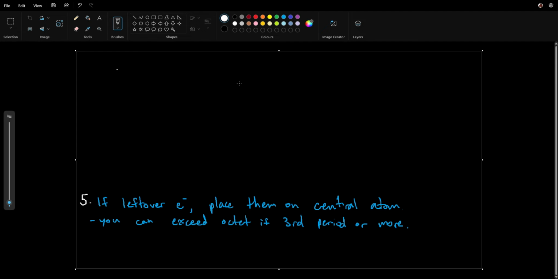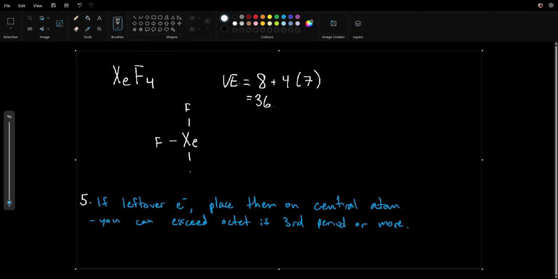So for this example, we're going to be looking at xenon tetrafluoride, XeF4. So if we counted the total valence electrons, we'd have xenon has 8, so we'll go 8 plus the 4 times 7 to get us to 36. Now, when we draw it out, we will have xenon and then 4 fluorines, just like we did before. 1, 2, 3, 4. We have to complete all the octets.